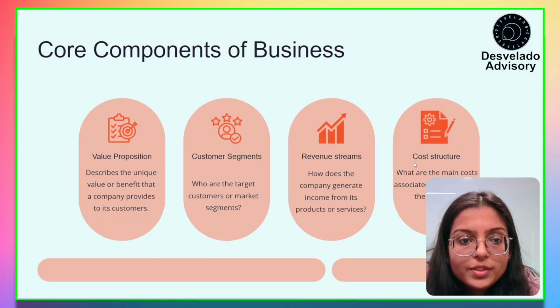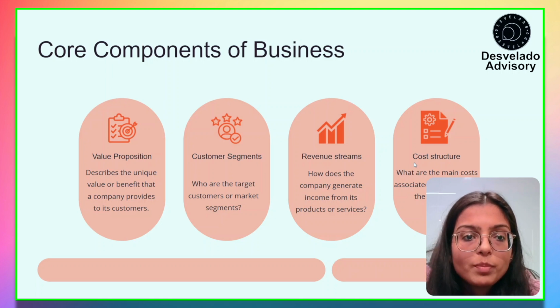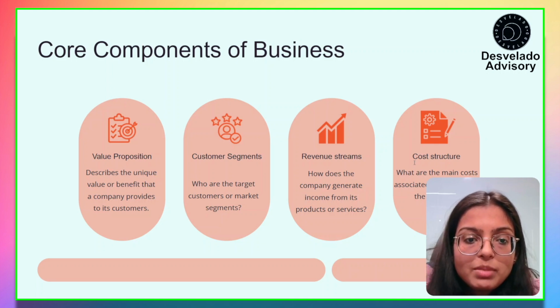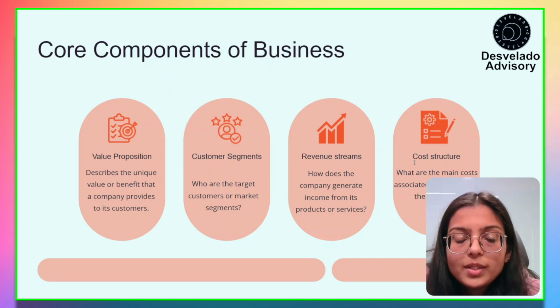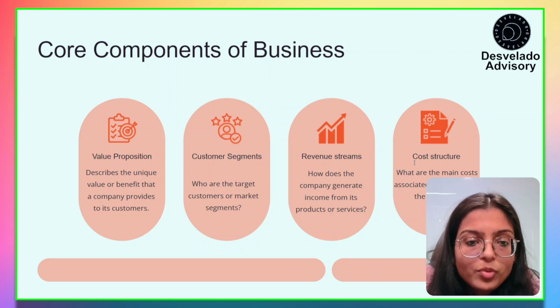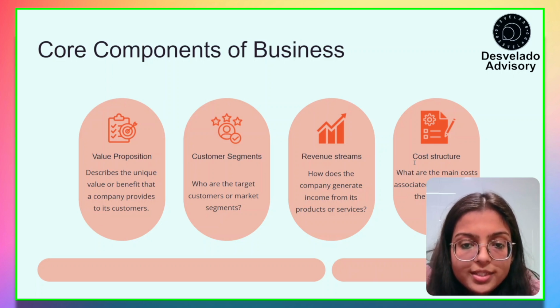Coming to the core components of business, the core components of business are its value proposition, customer segments, revenue streams, and cost structure. Now, what does it mean by value proposition? Value proposition basically articulates the value the company offers to its customers. Now, this could be in the form of products, services, or solutions that address customers' needs or problems.